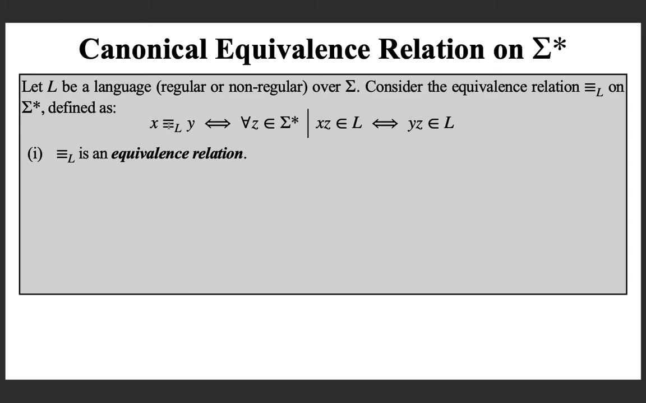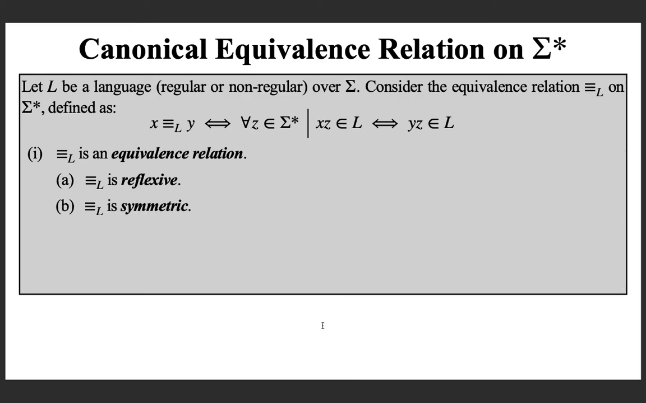So why is it? Because it is reflexive. We can prove it. For all strings z, we can say that xz is in the language if and only if xz is in the language. Actually, this is a very straightforward case. If xz is in the language, then xz is in the language. If xz is not in the language, then xz is not in the language. Then by this definition, you can say that x is related to x. So it is reflexive.